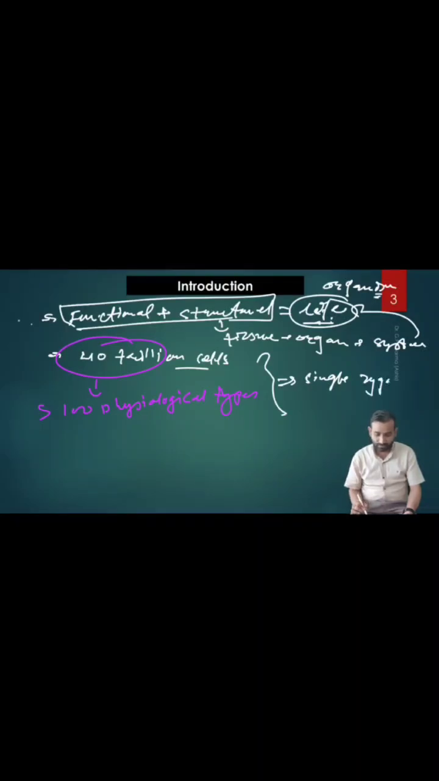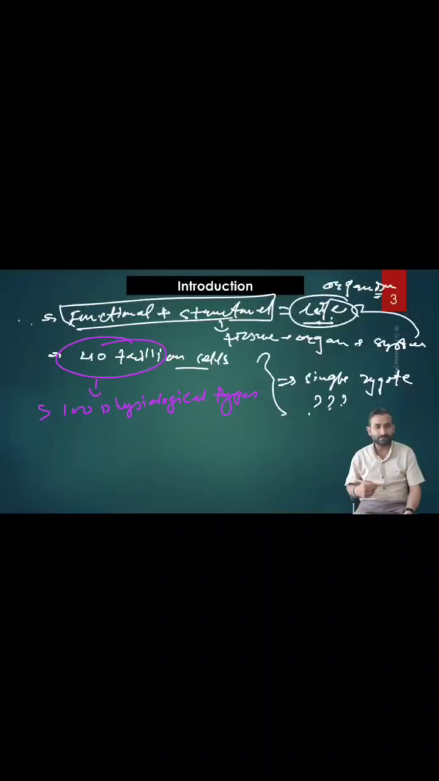How many cells do we have in our body? We have about 40 trillion cells. But these 40 trillion cells are of more than 100 different physiological types, and they all derive from a single zygote. So the question is, even though they are derived from the same single zygote, they should be of the same function and same structure, but why do we have more than 100 varieties?